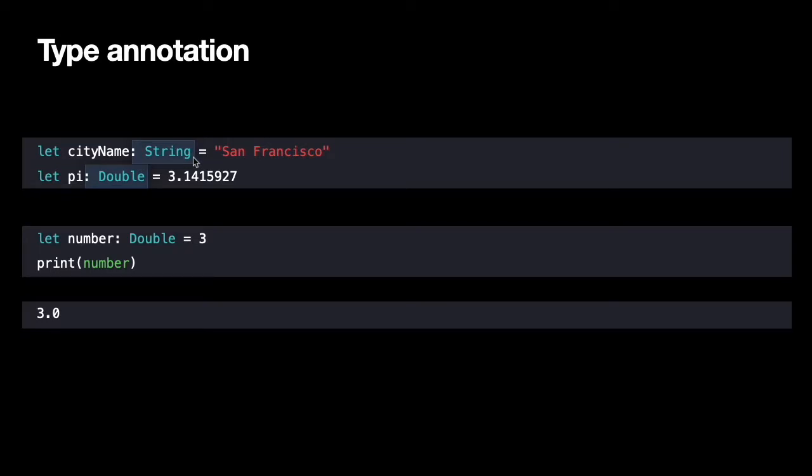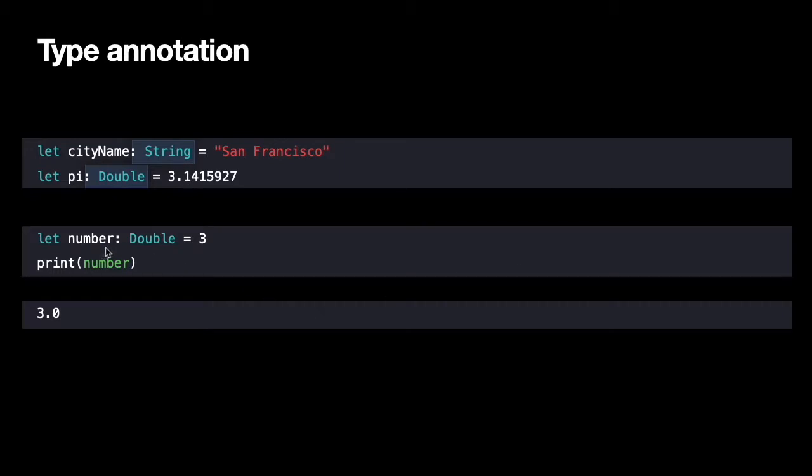When creating our constants or variables, we can use a colon and then specify the type. It's okay to do that. In this case, we're explicitly saying that city name is of type string, even though the compiler would have assumed that anyway. And we're explicitly saying that pi is of type double, even though the compiler would have assumed that anyway. Here's an example where it is necessary.